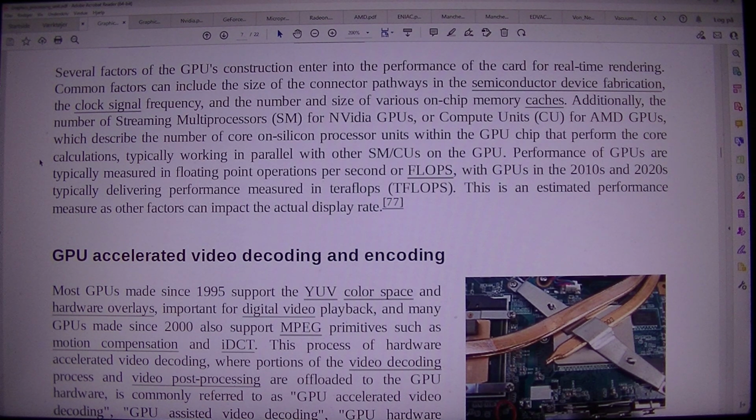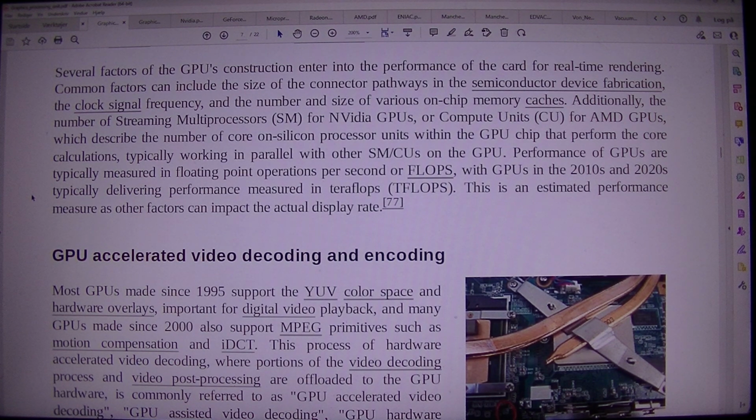Performance of GPUs is typically measured in floating point operations per second, or FLOPS, with GPUs in the 2010s and 2020s typically delivering performance measured in teraflops, TFLOPS. This is an estimated performance measure, as other factors can impact the actual display rate.